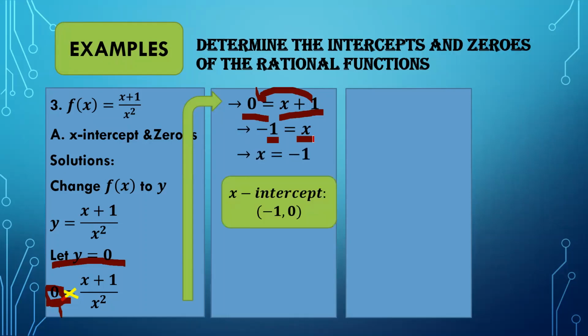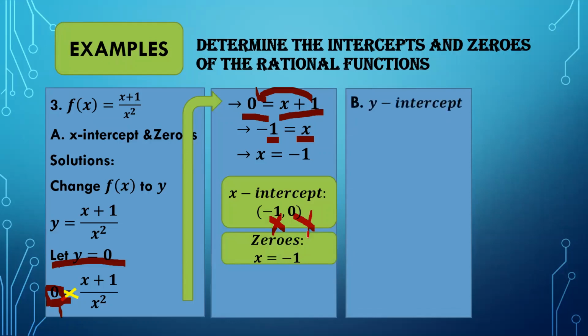So therefore, our x here is negative 1, and our y is 0. So our x-intercept is (-1, 0). And the zero is x equal to negative 1.